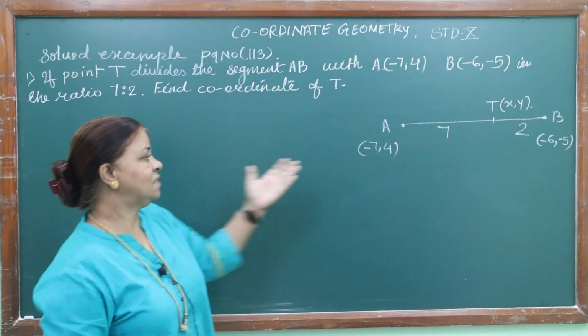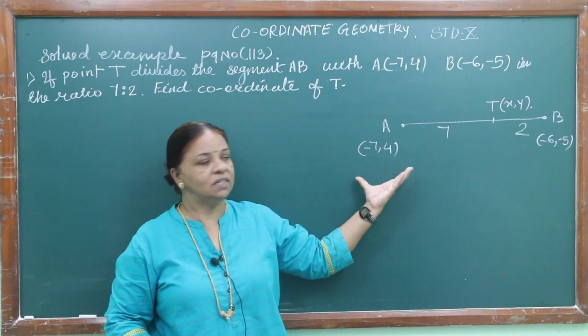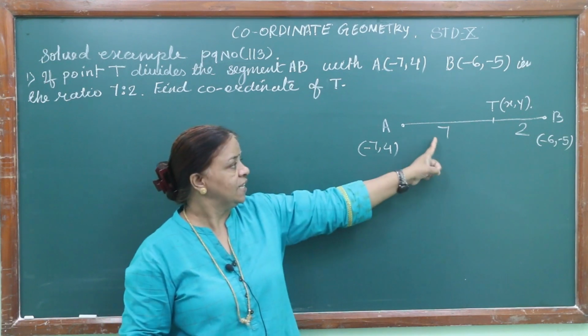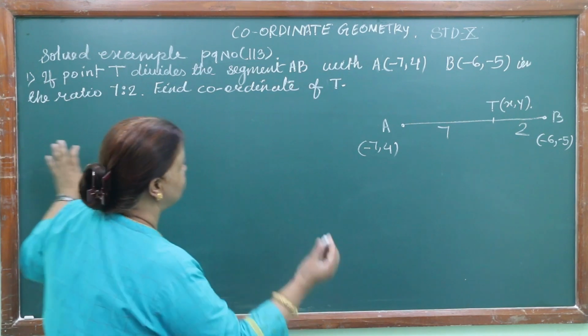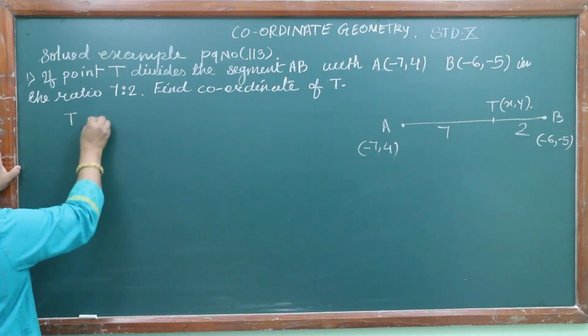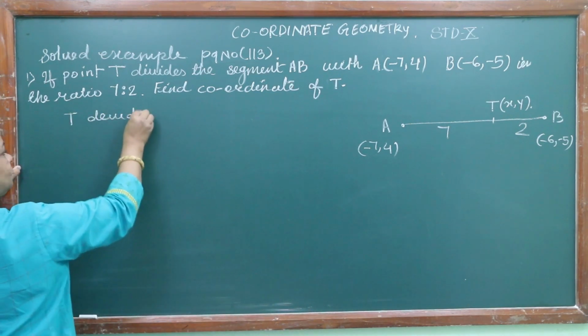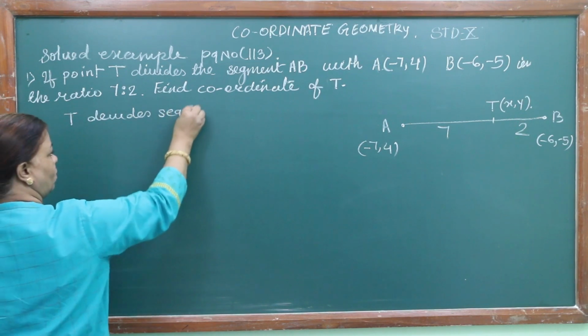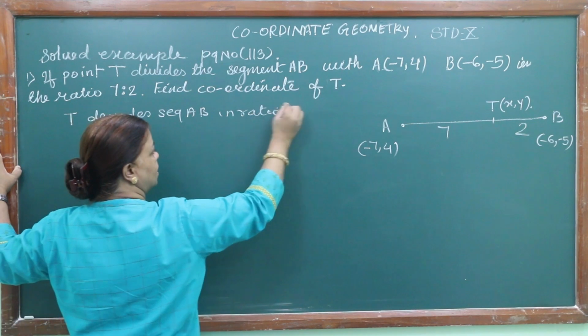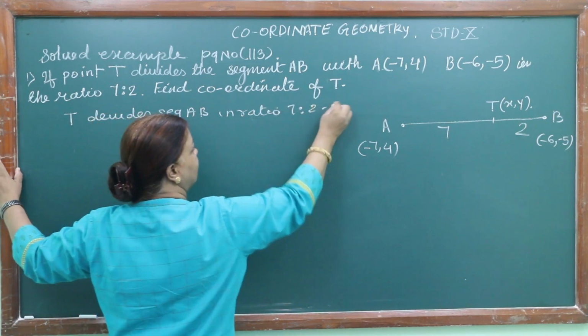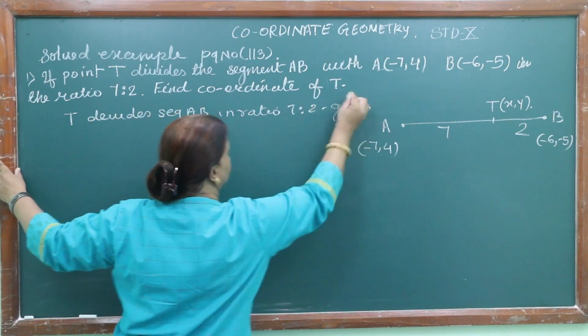So here, as point T is dividing the segment AB in the ratio 7:2, we can use the section formula, children. So first of all, write down T divides segment AB in ratio 7:2, and this is given, children.